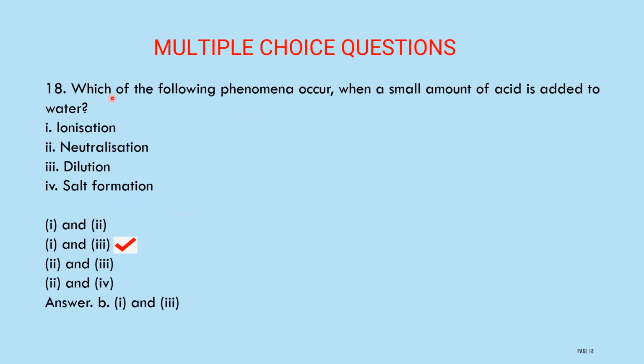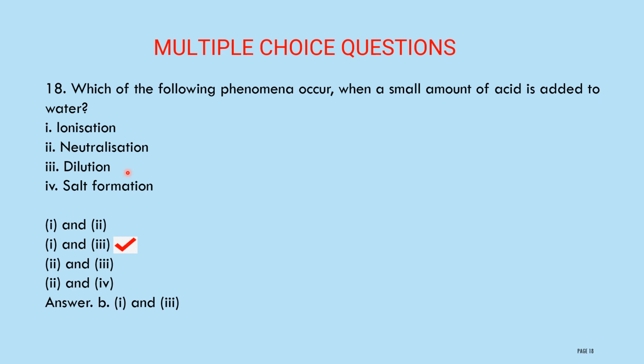Question number 18. Which of the following phenomena occur when a small amount of an acid is added to water? Option 1, ionization. Option 2, neutralization. Option 3, dilution. Option 4, salt formation. Here you have to remember, when you add a small amount of acid to water, consider for example hydrochloric acid. If you add hydrochloric acid to water, this HCl will split into H plus and Cl minus ions. The splitting up into ions we call ionization.